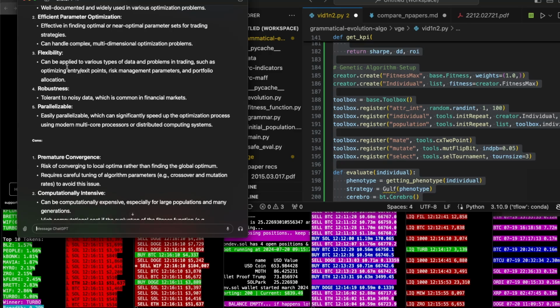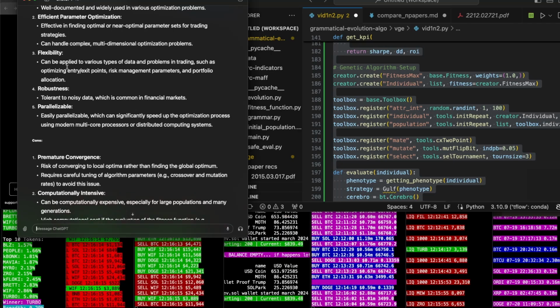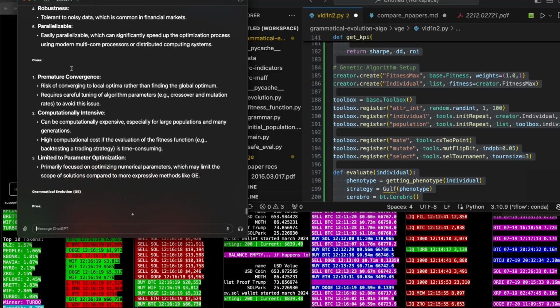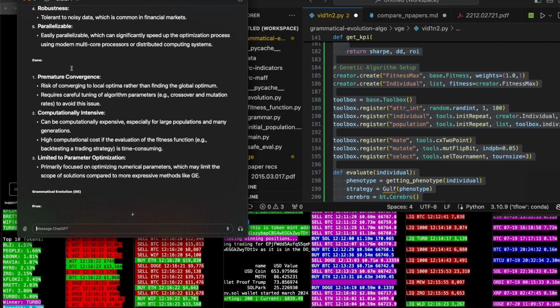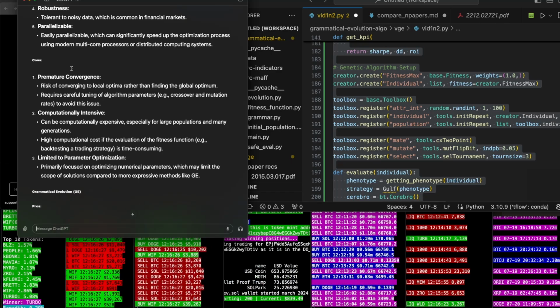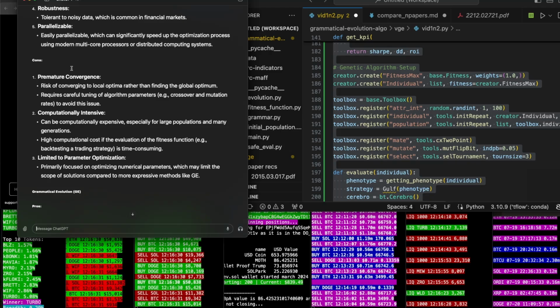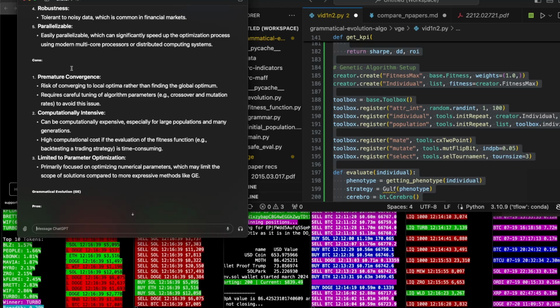Parallelizable, easily parallelizable, which can significantly speed up the optimization process using modern multi-core processors or distributed computing systems. Cons. Premature convergence. Risk of converging to local optima rather than finding the global optimum. Requires careful tuning of algorithm parameters such as crossover and mutation rates to avoid the issue.